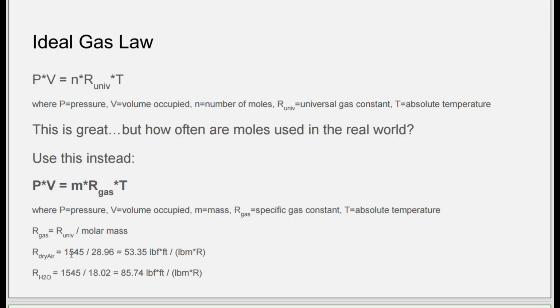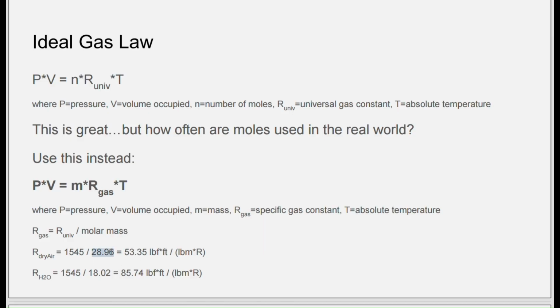That's the molar mass. And if you take your 1545 divided by molar mass, you get 53.35 is the specific gas constant. Your specific gas constant for water vapor is, if you divide by 18.02, then you get this for your specific gas constant. The units for 1545 are pound force feet per mole times degree Rankine. Just remember 1545 and you'll be good.